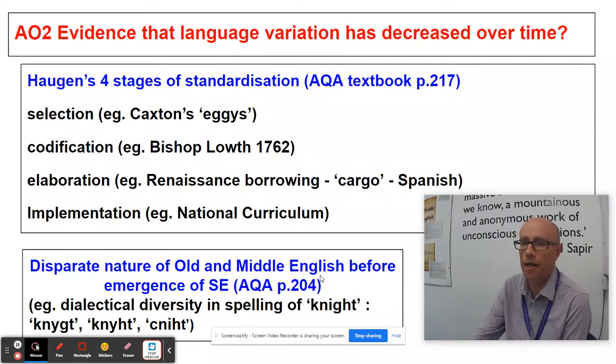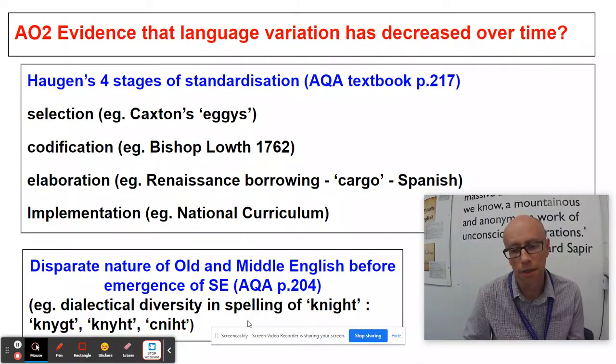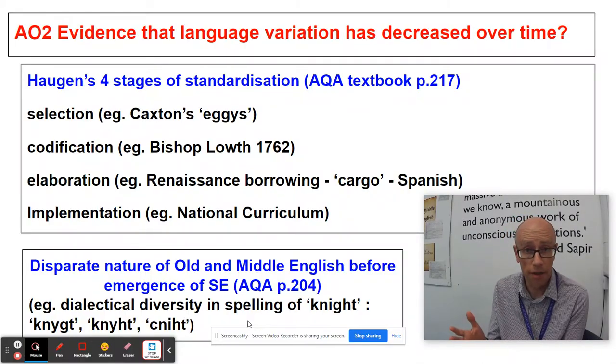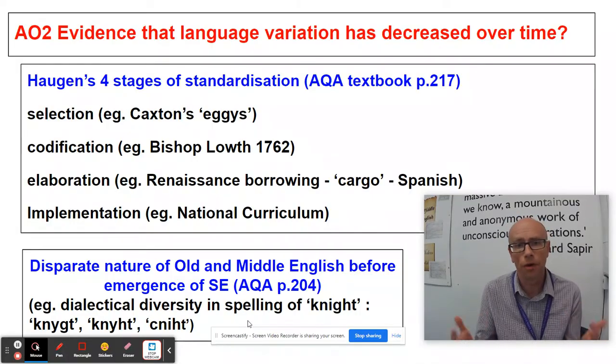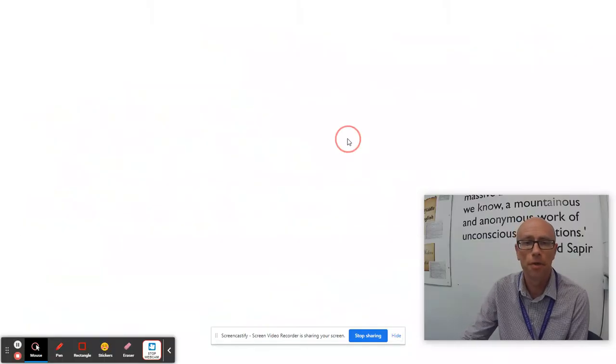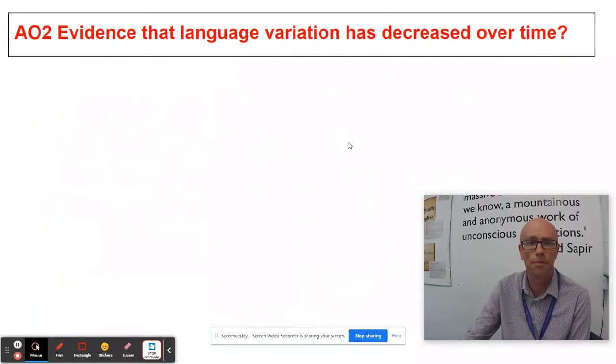Take the word Knight. So there we've got three variant spellings of it. And so what you find is that different writers are spelling things in different ways. And indeed, single writers, and William Caxton does this, single writers spell things in different ways in one single page of a text. Okay, so we've got evidence that language variation has decreased over time. What other evidence could we come up with?